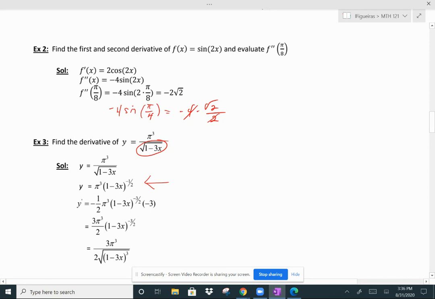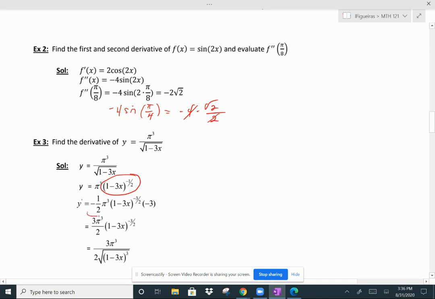Now, I can apply chain rule. Remember, pi cubed is just a number, so it's a coefficient of the composite function. So you're going to apply chain rule just to this part, and whatever the chain rule gives you is going to get multiplied by pi cubed because it's just a coefficient. All right, so my outer function is to the negative 1/2 power, so that's the first thing you do.